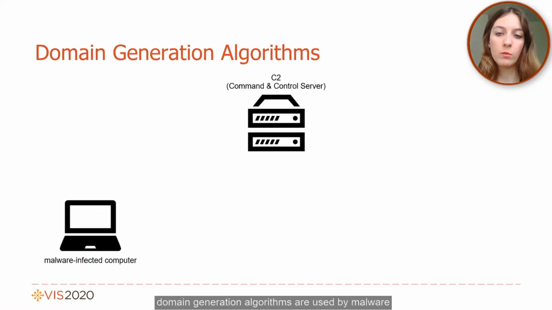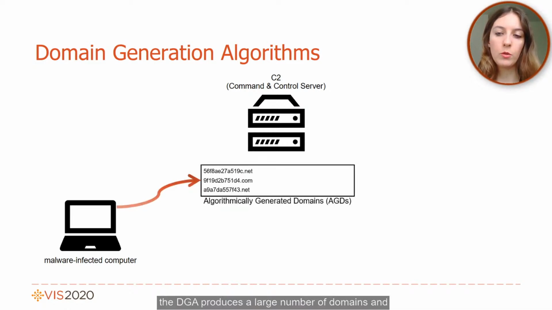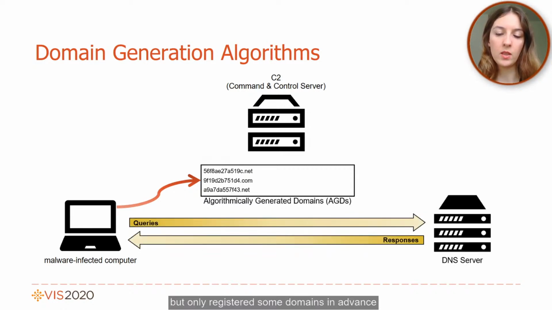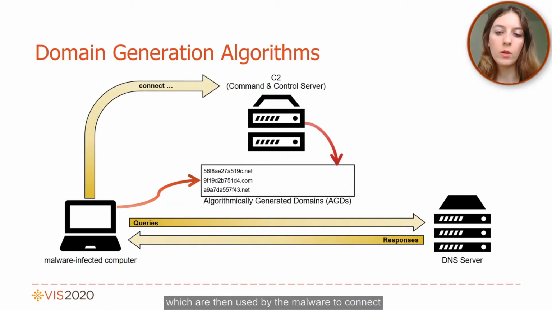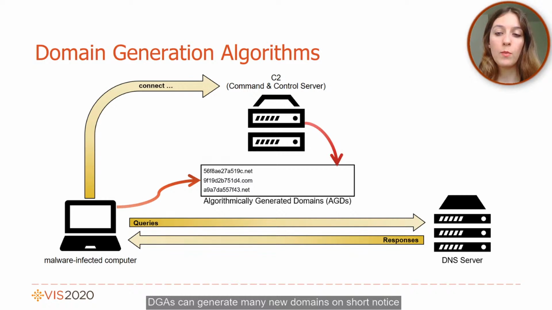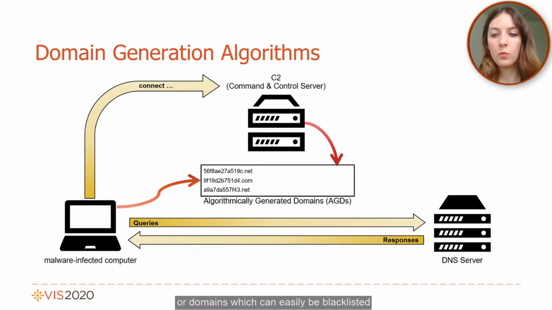Domain generation algorithms are used by malware to communicate with a command and control server. The DGA produces a large number of domains and queries the DNS server for their address. The command and control server knows the DGA, but only registered some domains in advance, which are then used by the malware to connect to the server and receive new commands. DGAs can generate many new domains on short notice, which makes them more effective than fixed IP addresses or domains, which can easily be blacklisted.